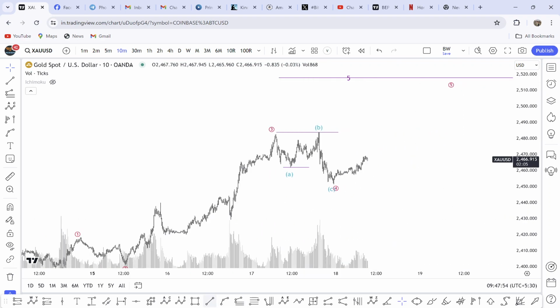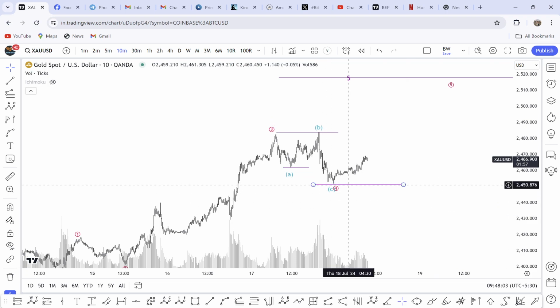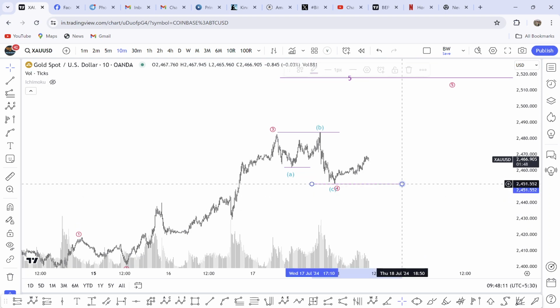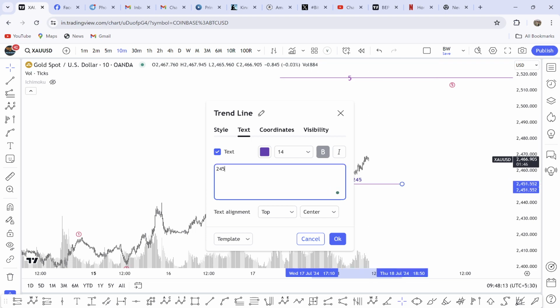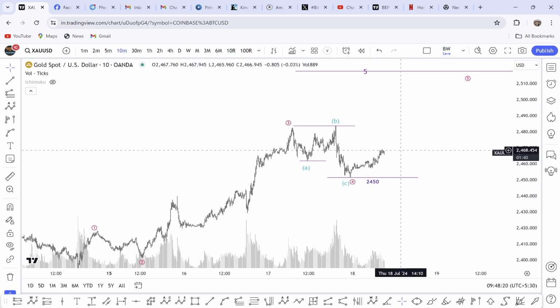So any buy entry, you can take the buy entry with SL of this fourth wave low. So it's around 2424.15. So with SL of 2450, you can buy. And what is our target?